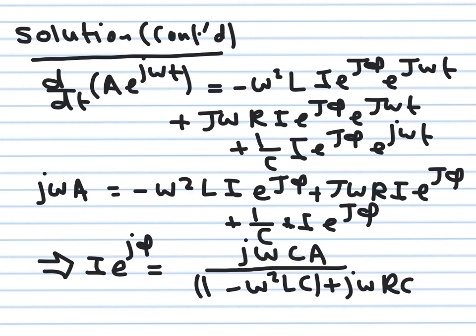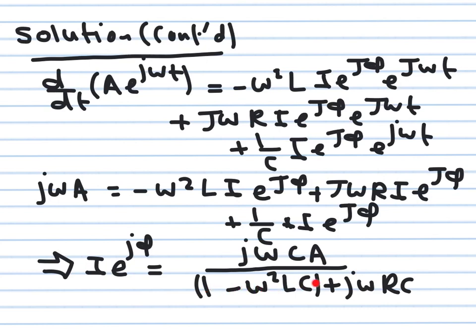I can get phi as well, because phi is the angle of the left-hand side and it's the angle of the right-hand side. So the angle you have here, j, gives the angle of pi over 2. The angle of the numerator, omega CA, is 0. And then the angle of the denominator will give you minus inverse tangent of omega RC over 1 minus omega squared LC.